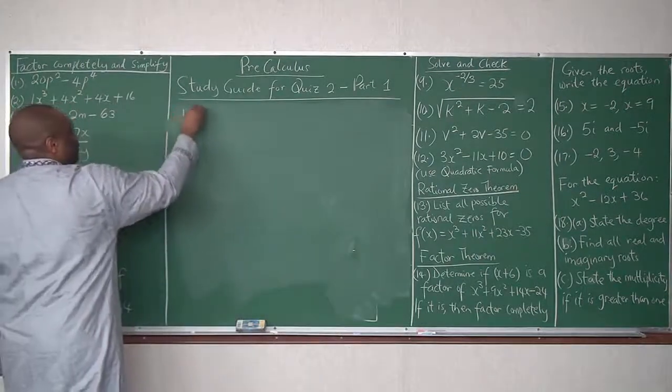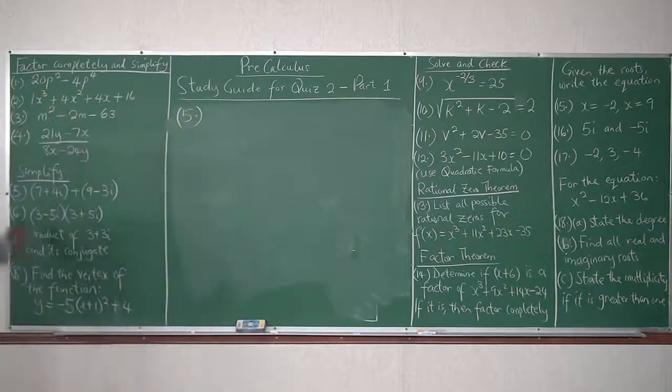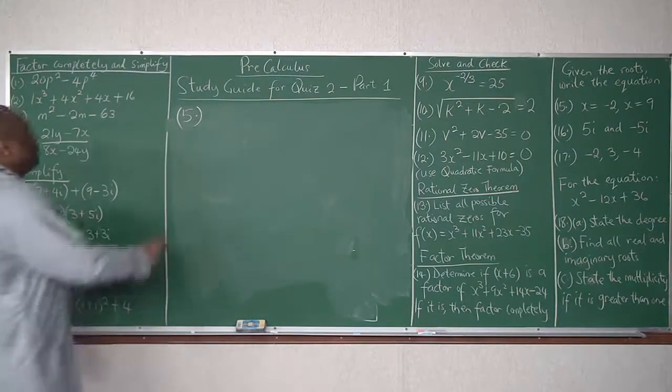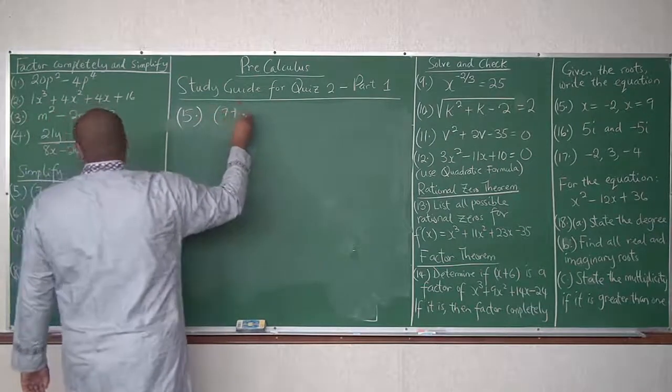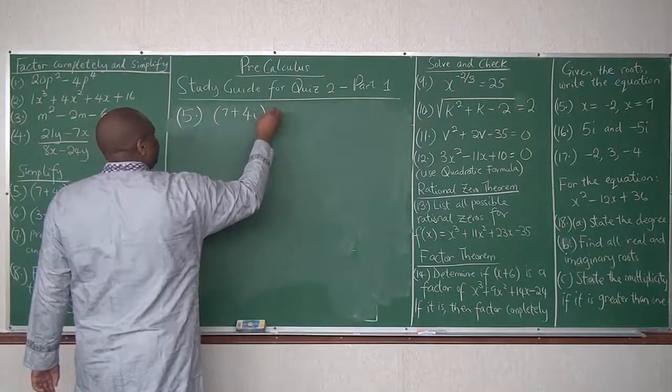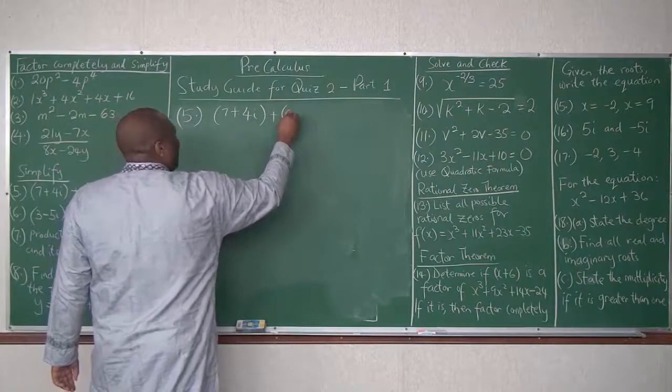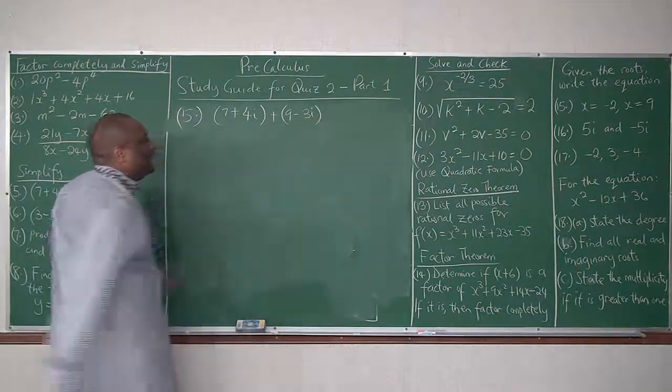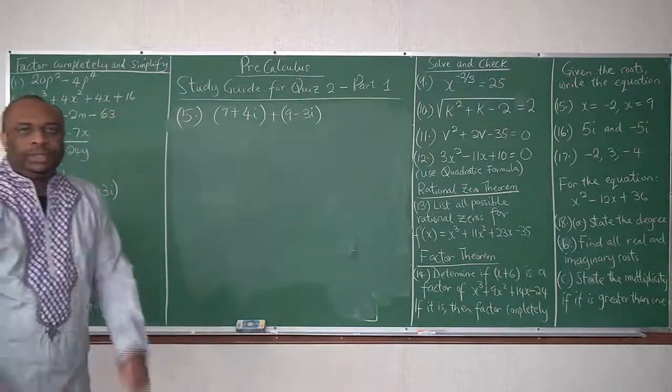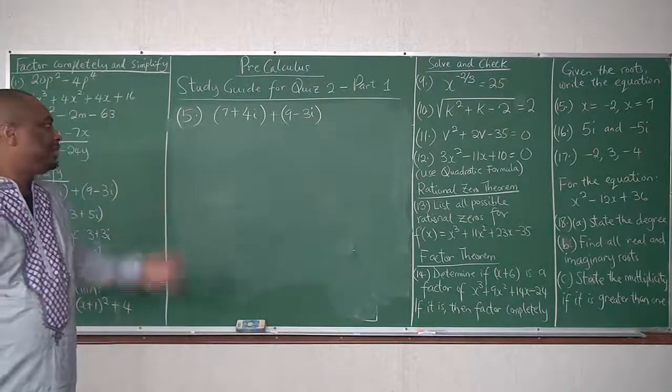Question 5. Complex numbers. Adding of complex numbers. Question 5. 7 plus 4i plus 9 minus 3i. Adding complex numbers, or addition of complex numbers.